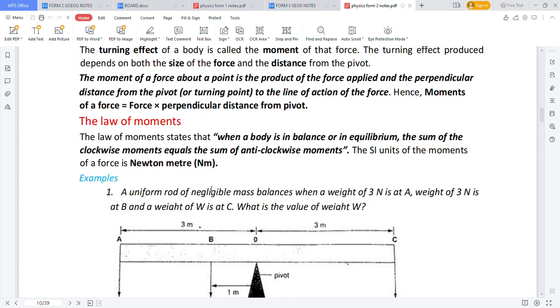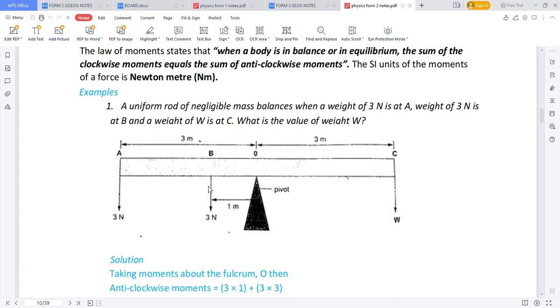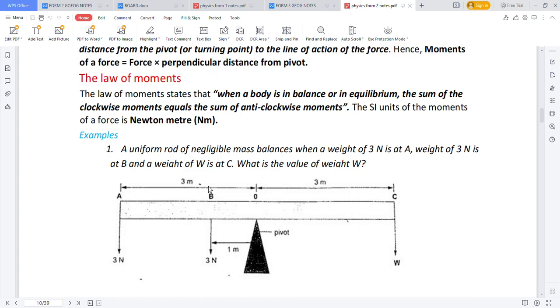The law of moments states that when a body is in balance or in equilibrium, the sum of the clockwise moments equals the sum of the anti-clockwise moments, and the SI unit is Newton meter. Remember this, very important. You'll be told to state the law of moments. It states that when a body is in balance or in equilibrium, the sum of the clockwise moments equals the sum of the anti-clockwise moments. That is it. And the SI unit of moments is Newton meter.